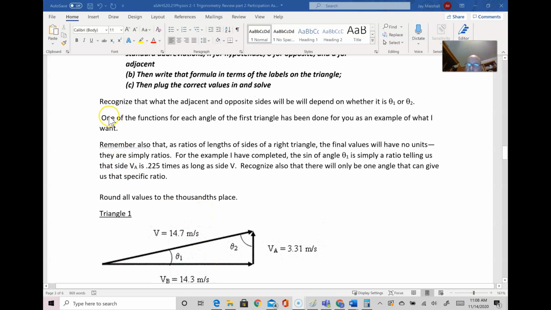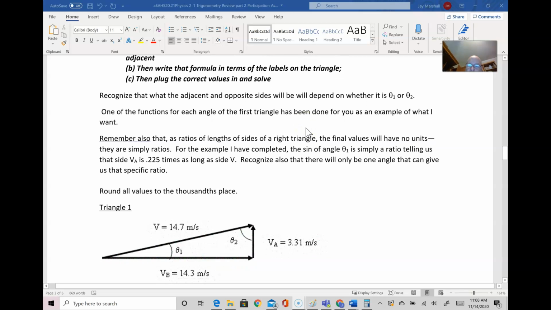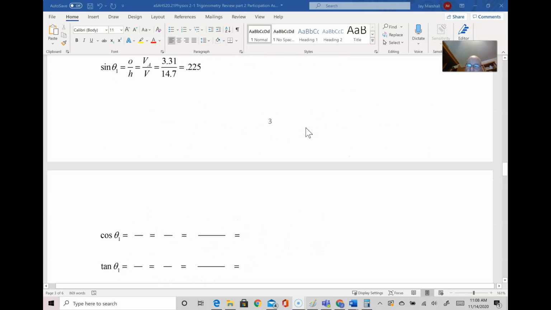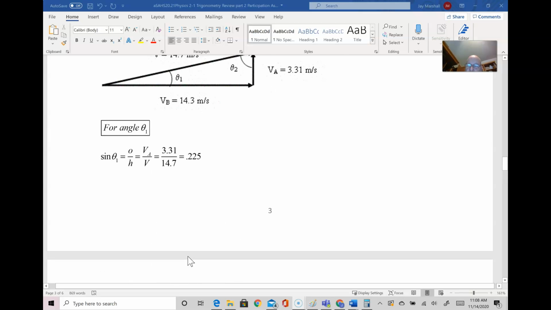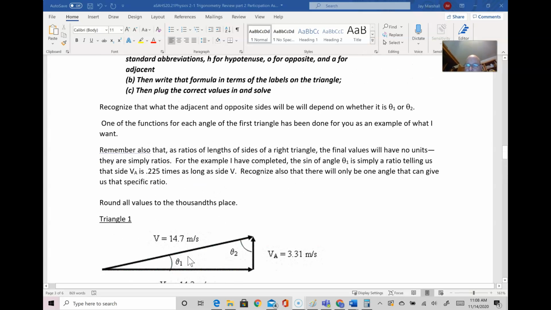Okay. Also recognize that one of the functions for each angle has been done for you. In fact, we will do all three of these for angle 1. I've only shown you sine, but we'll do cosine and tangent as well for each of these, and we'll also do that for angle 2. Remember also that as the ratios of the lengths of the sides of the right triangle, the final values won't have any units. They're just ratios.